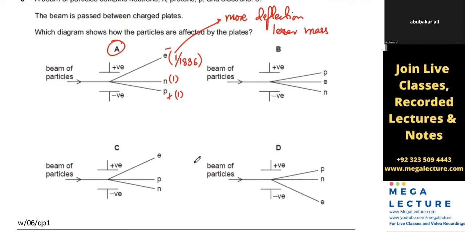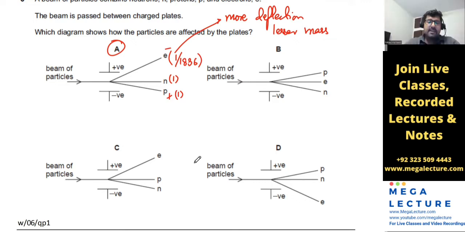So you can get a question similar to this, where they might give you two options, where one of them would be the electron and proton equally deflected, and another one where the electron and proton are unequally deflected. Remember, they're always unequally deflected.